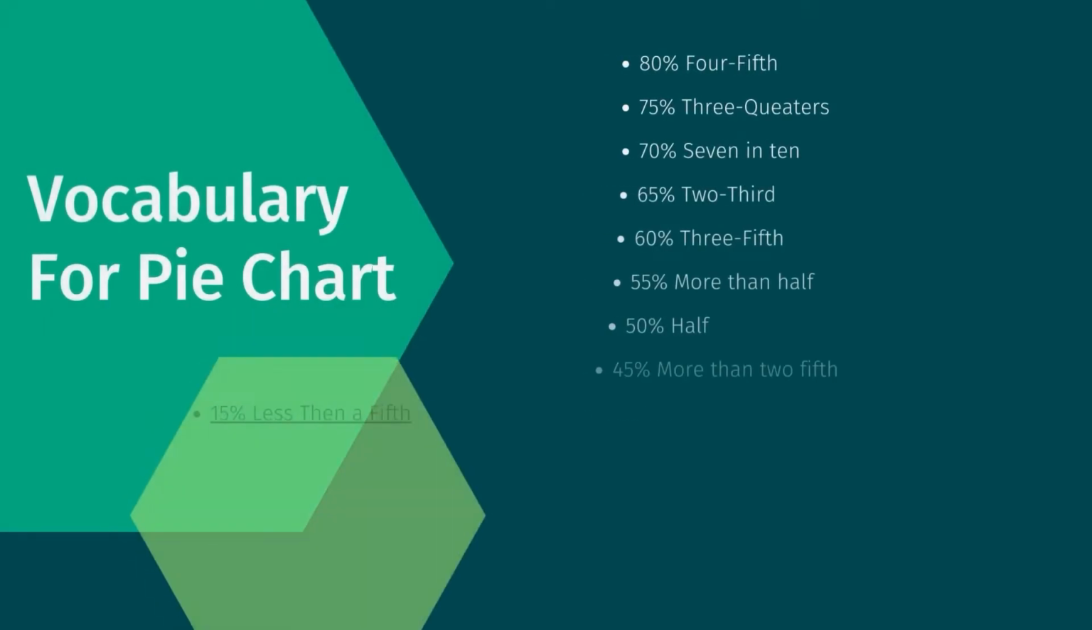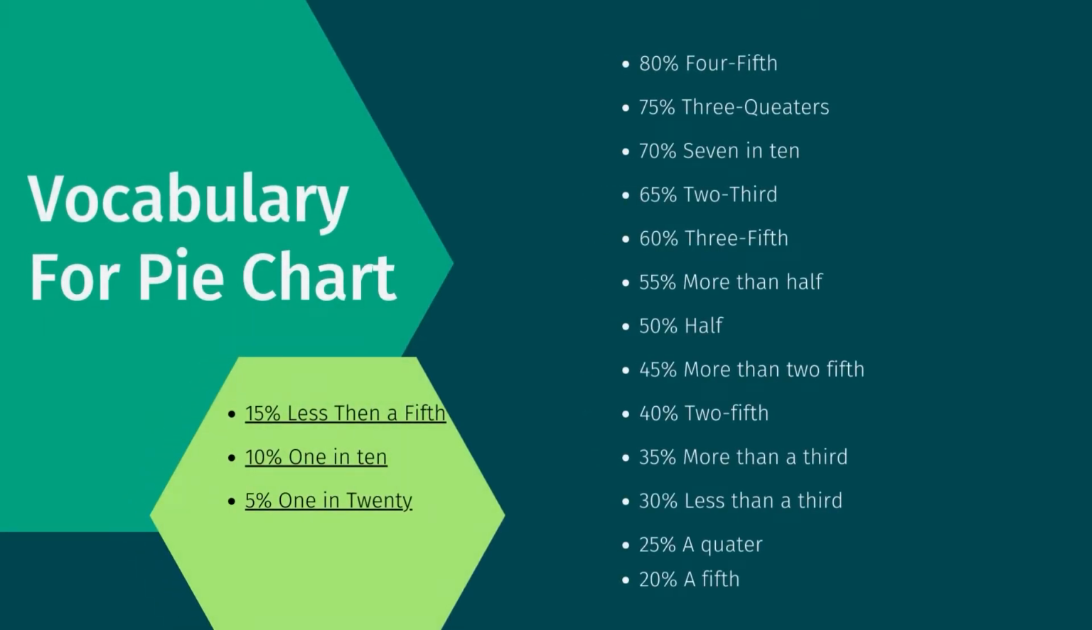Now we will discuss the vocabulary for pie chart. Instead of using numerical values, you can write them in the form of words. For 15%, you can use less than a fifth. For 10%, you can use 1 in 10. For 5%, you can use 1 in 20, 80% for four fifths, and for 75%, you can use 3 quarters. For 70%, you can use 7 in 10, and for 65%, you can use 2/3. For 60%, you can use 3/5.